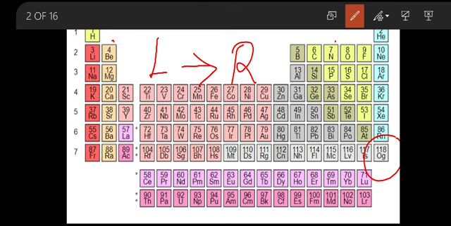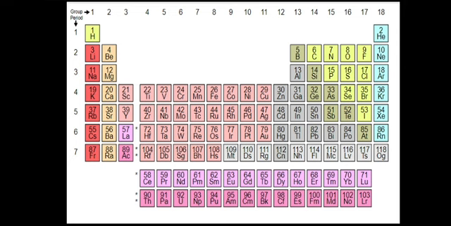Next, we have 7 rows in this table and 18 columns. Do you know what a row and a column is, my dear children? Think of your class seating arrangement. You will be having rows of benches. The horizontal lines are your rows and the vertical lines are your columns. So, in the periodic table, you have 7 rows and 18 columns. The rows are called periods and the 18 columns are called groups.